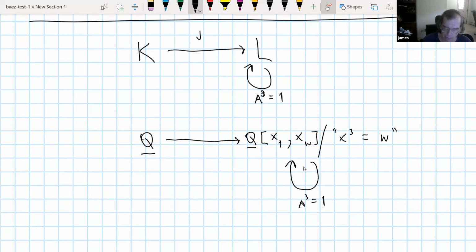If you can remember all the way back to that previous chat we had, that guess of mine turned out to be not quite right. This is not a Z mod 3 torsor. If it were, then this algebra here would be a 3-dimensional algebra over the rationals. But this is, in fact, a 9-dimensional algebra over the rationals.